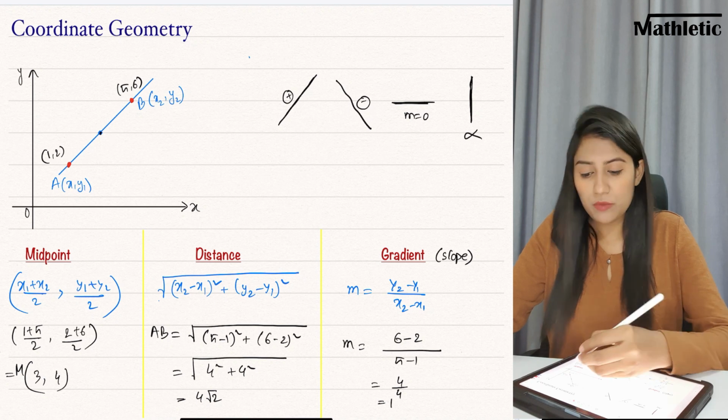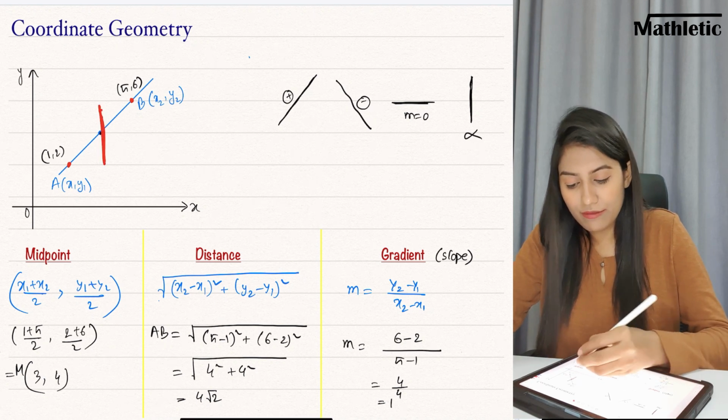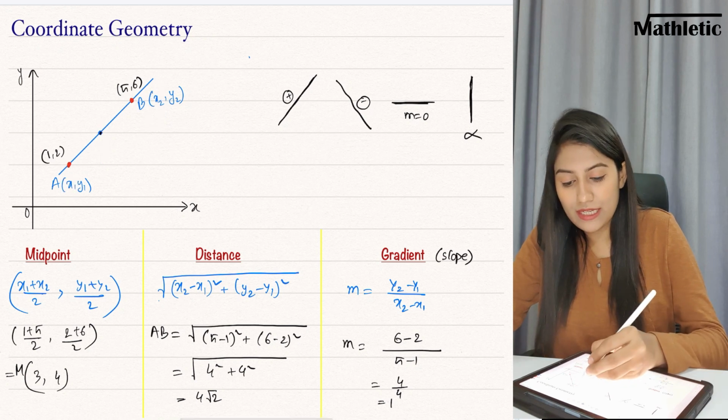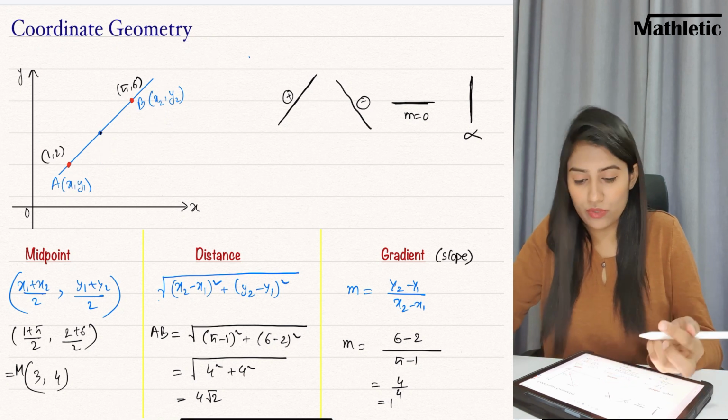So the concept of midpoint is very easy. You just need to find the average, right? So x1 plus x2 divided by 2, y1 plus y2 divided by 2, as in you are taking the mean values of these two coordinates.